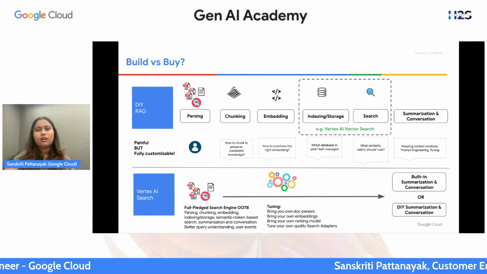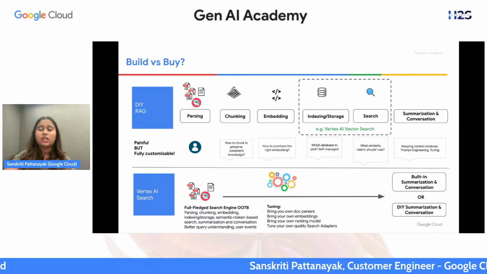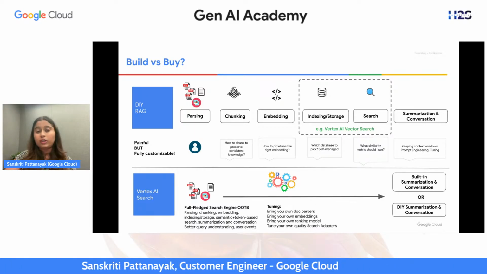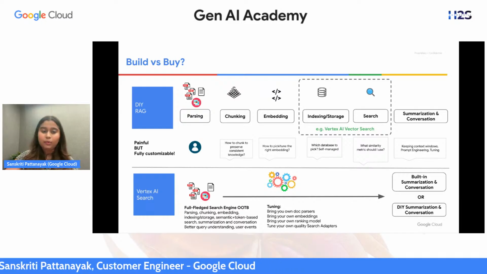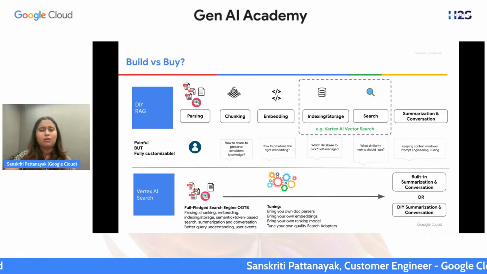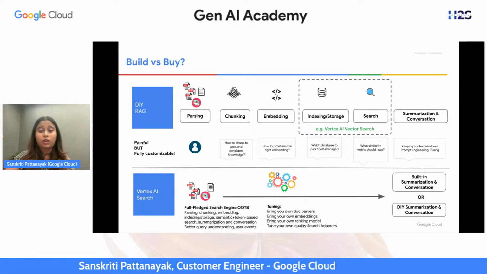So based on your team's expertise and the amount of control you want to have, you can opt between the two options. What you can also do is prototype using AI search, for example Vertex AI Search, and once you feel like, hey, I think this data works for me, you can easily go back to a DIY model if you want more control.